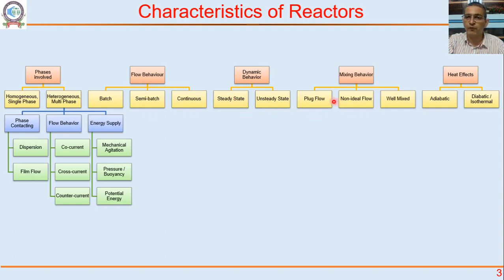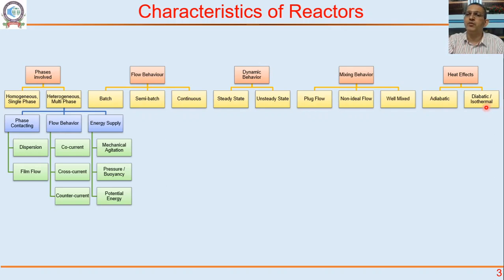You could have a plug flow of nitrobenzene and hydrogen. They could be co-current, counter-current. You could have a well-mixed behavior for nitrobenzene and hydrogen. Again, these characteristics are independent of one another. We can have any one of these characteristics. Nitrobenzene reduction to aniline, we can operate in an adiabatic manner.